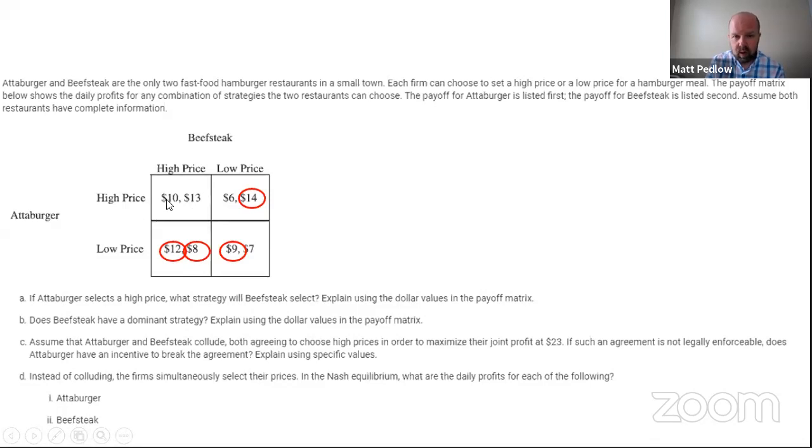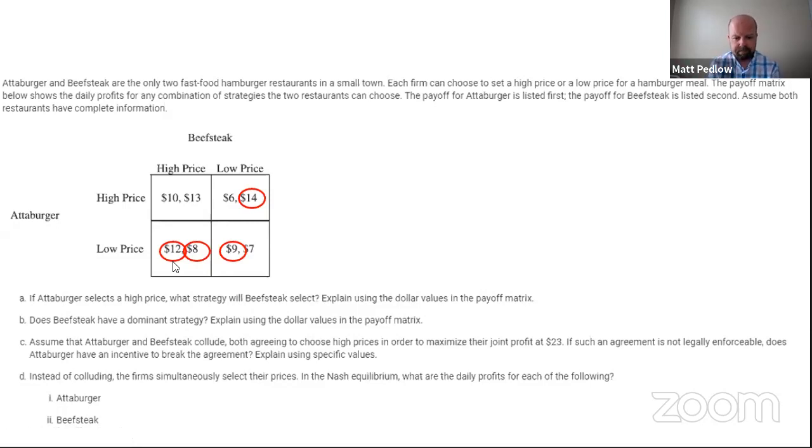Ataburger then says, well, if I go high, which I've agreed to do, I can get $10, but if I go low, I can get 12. So once again, there is incentive to cheat on the agreement because Ataburger is now going to go low and get $12. Yes, Ataburger has incentive to cheat because 12 is greater than $10.